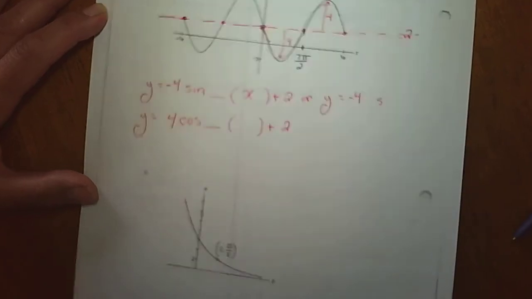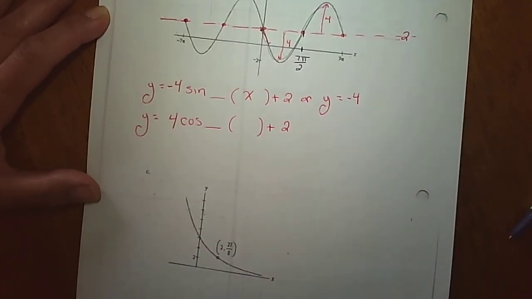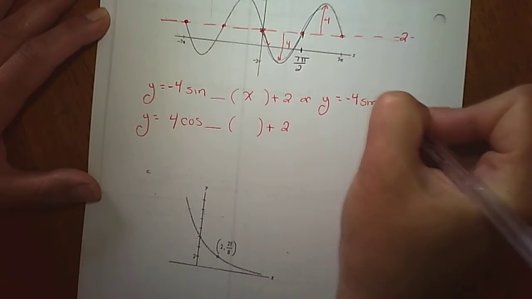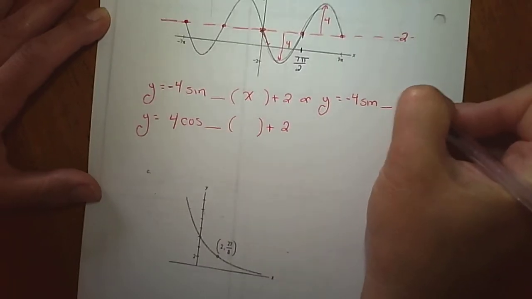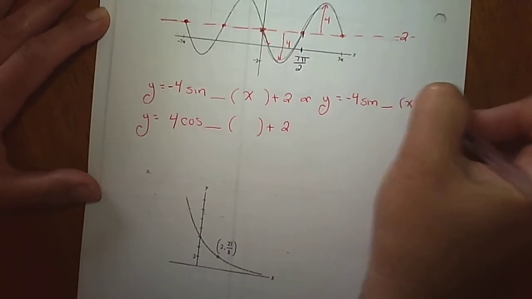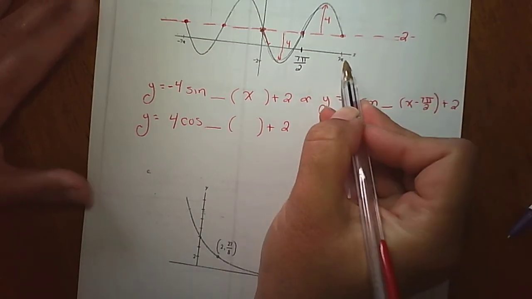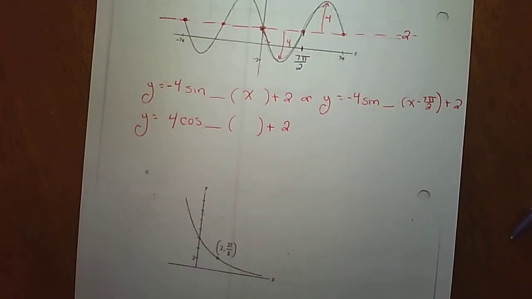Oops, I don't know why I put that so far over. Sine, blank spot, x minus 7 pi over 2 plus 2. Because it's halfway to here, I put 7 pi over 2.